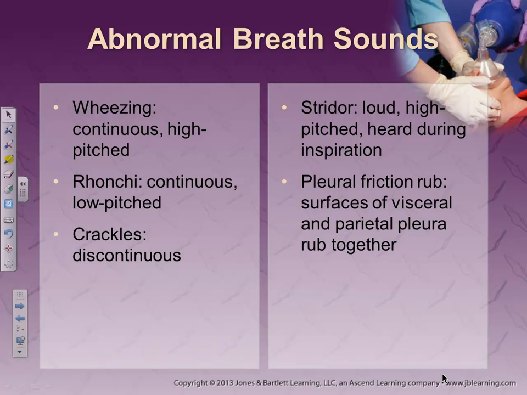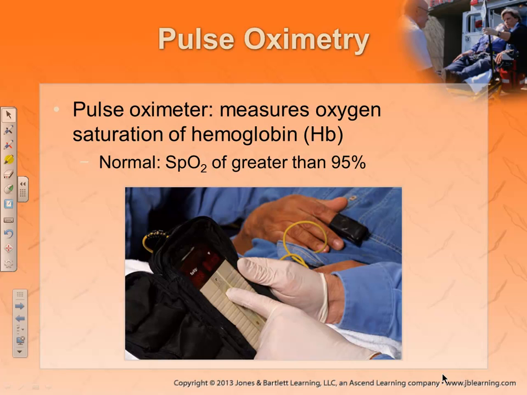Stridor, upper airway, right? Pleural friction rub. What would cause a pleural friction rub? Yeah, a decrease of pleural fluid between the visceral and parietal pleura. The visceral is very close to the lungs. The parietal pushes away from the lungs, right?